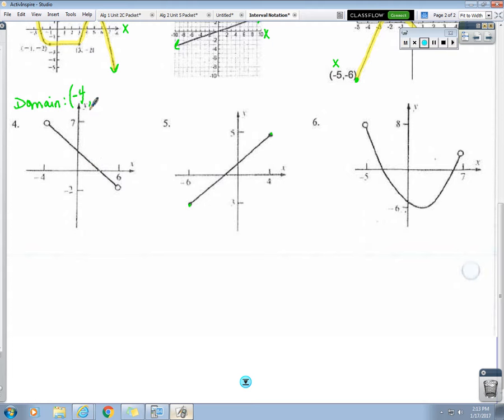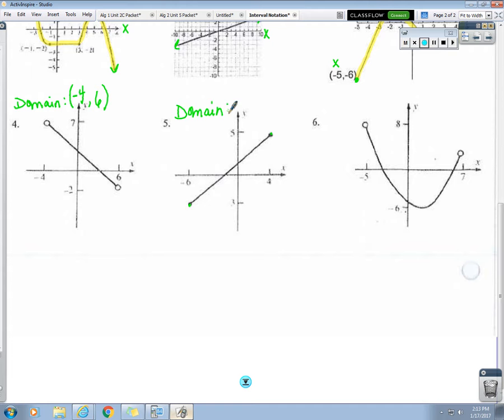Okay, and then to the right, I could walk all the way to this point, which is at 6, but when you fall in right there at 6, so it's not included. It's a parenthesis as well. Okay, now domain for number 5.